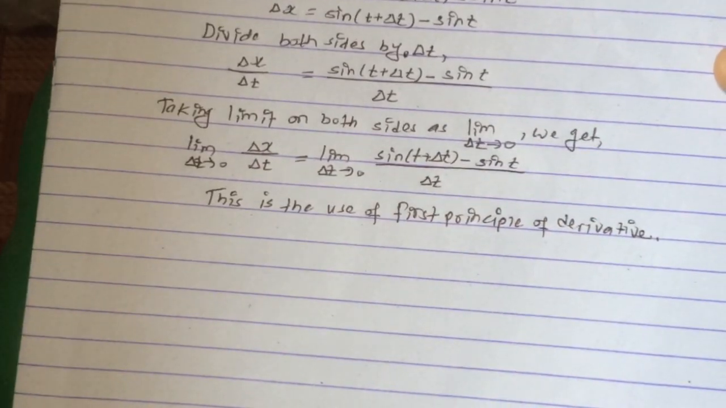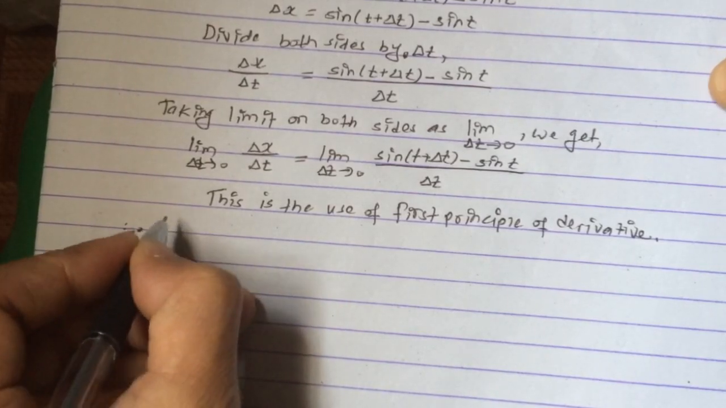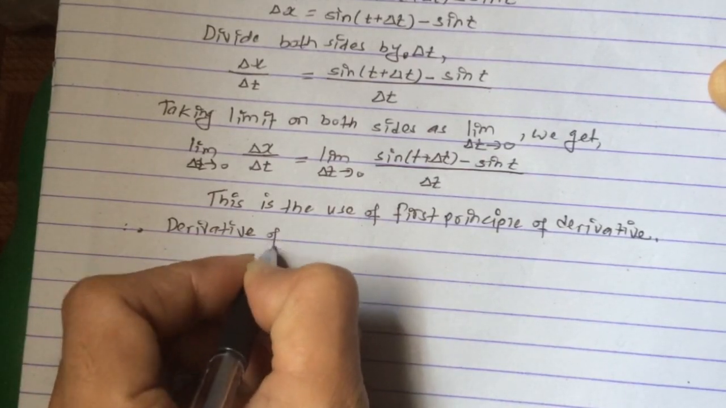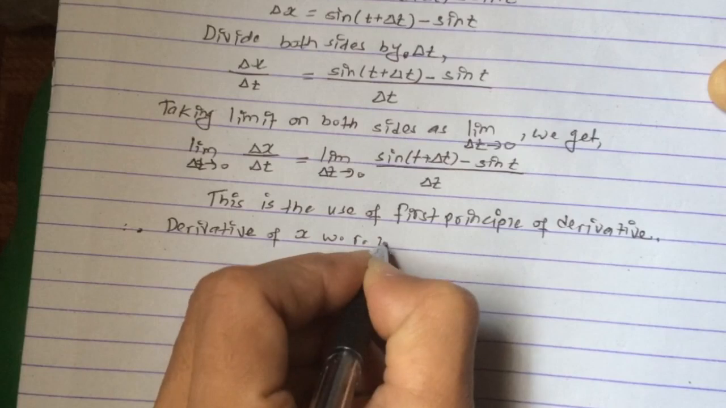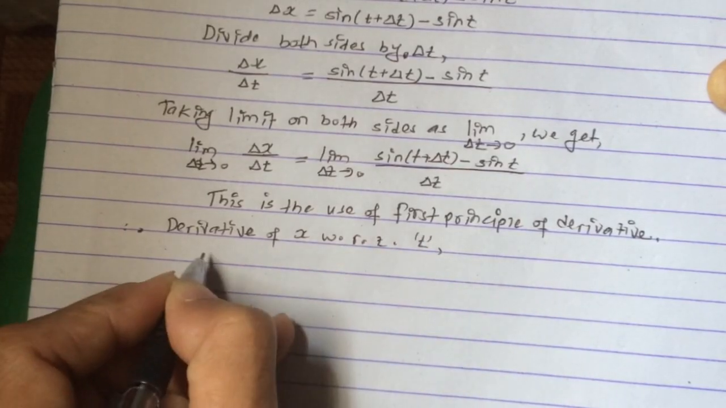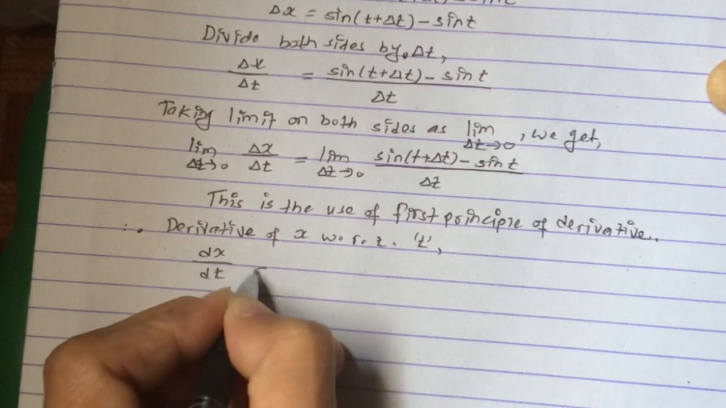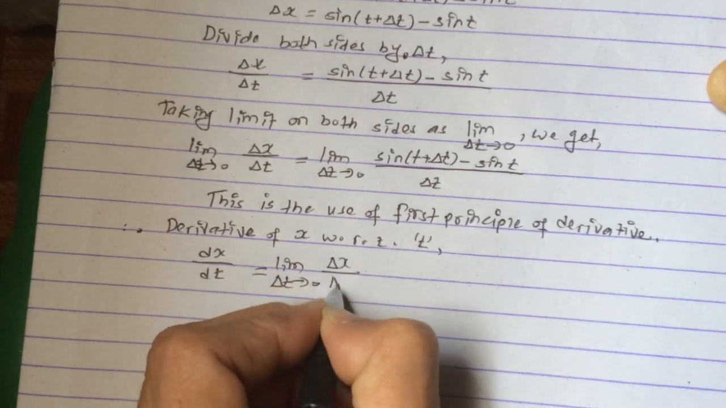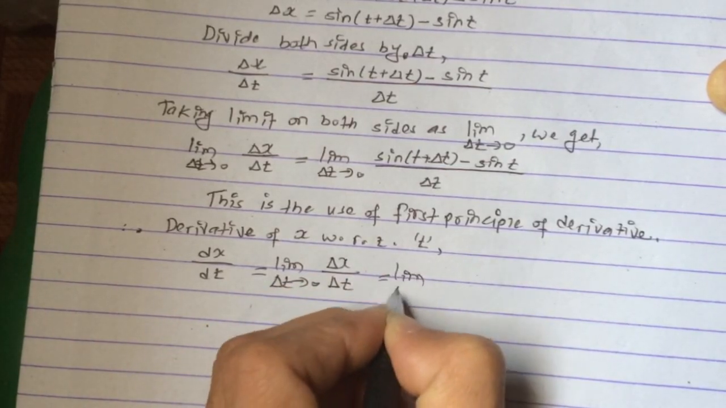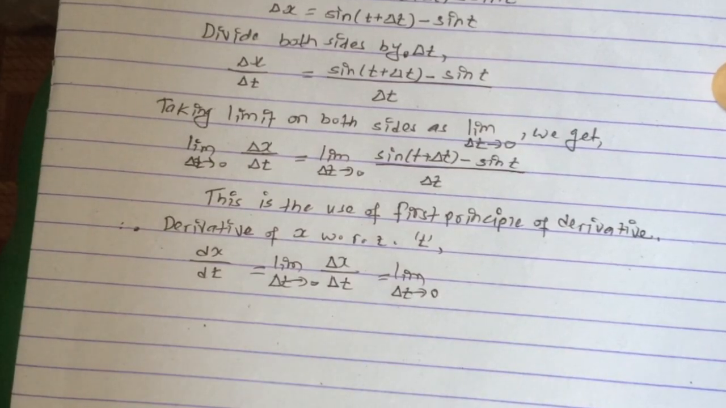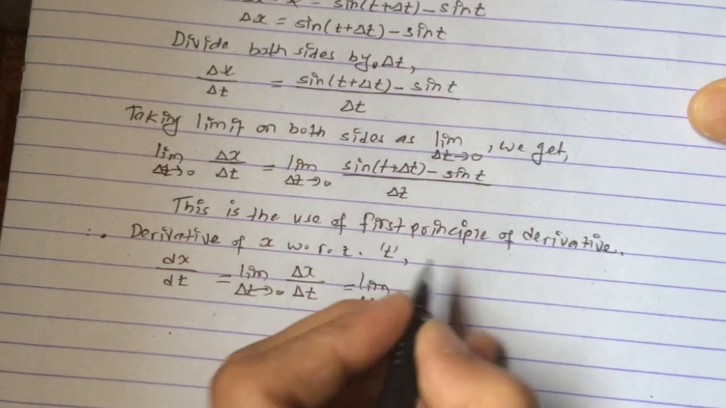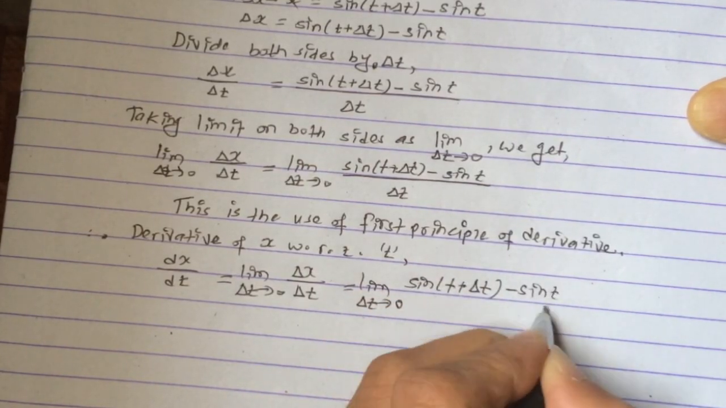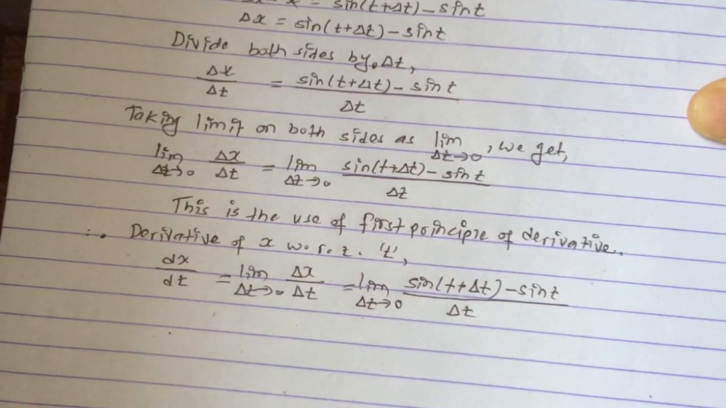Now we can write limit del t tends to 0 of del x by del t as the derivative of x with respect to t, that is dx by dt is equal to limit del t tends to 0 of del x divided by del t, which is equal to limit del t tends to 0 of, in the numerator, sine of t plus del t minus sine t all divided by del t.